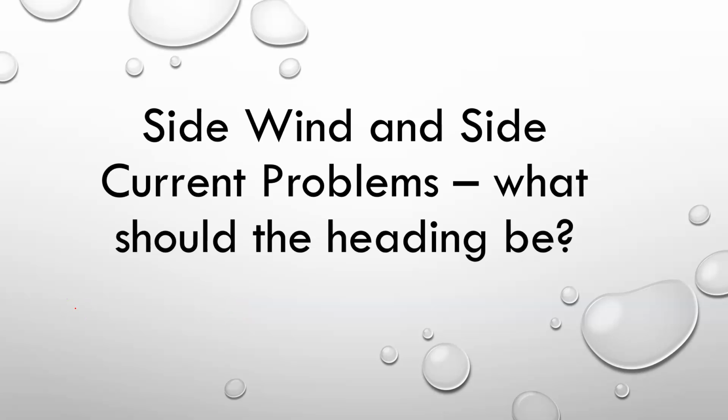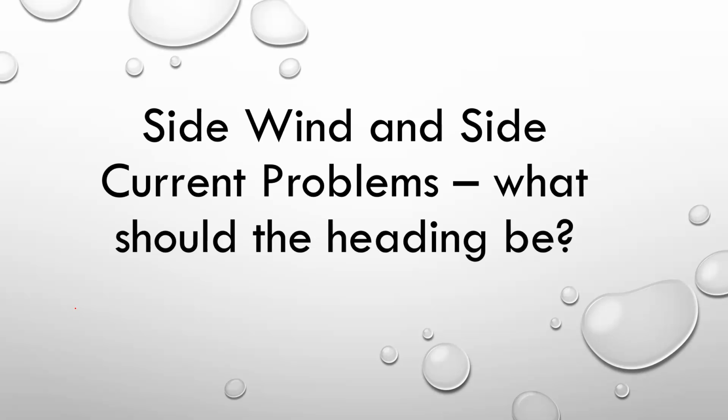In this video, we're going to be looking at a different kind of relative motion problem that involves side wind and side current, and they're about what the heading should be. So what that means is if you want an object to end up directly across, so directly north, for example, of where it started, you would need to head it at an angle relative to the current or the wind in order for it to end up at that location.